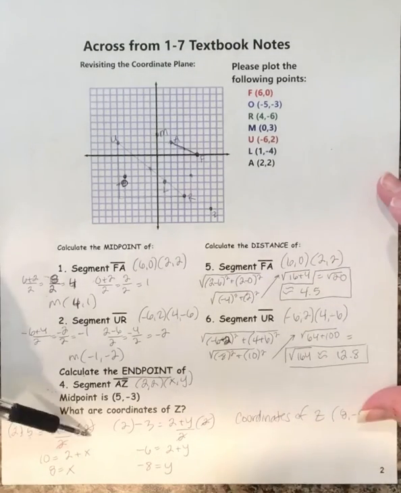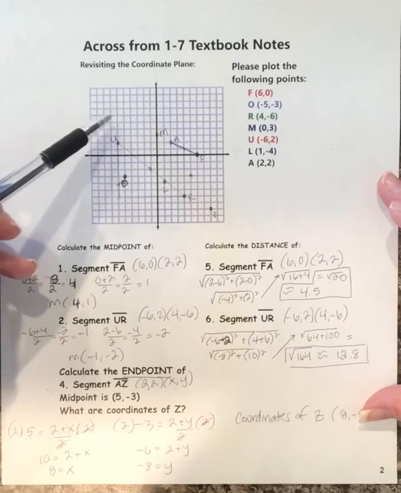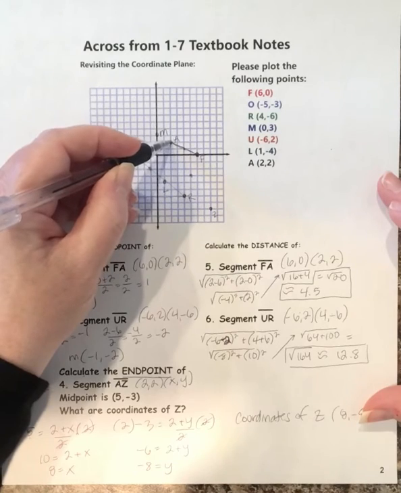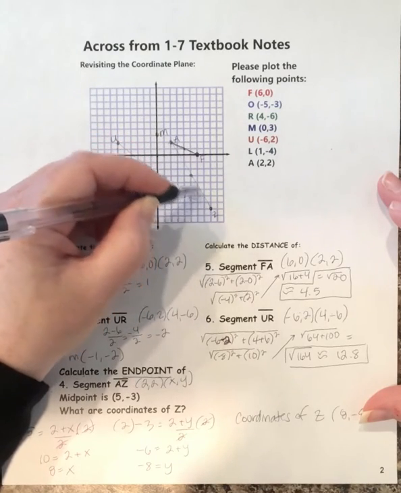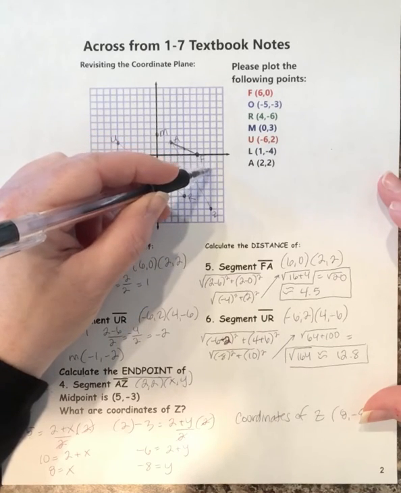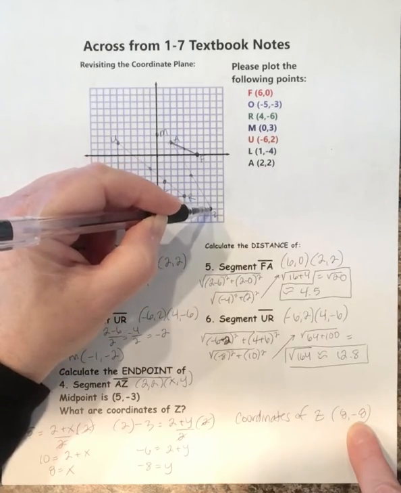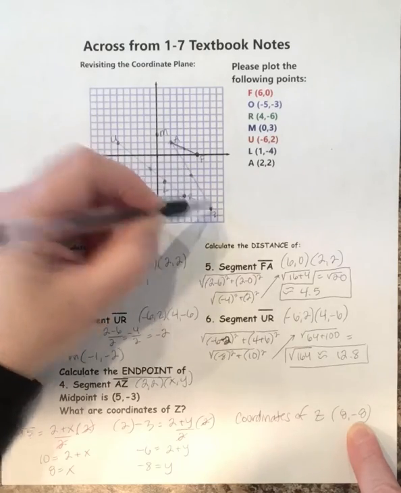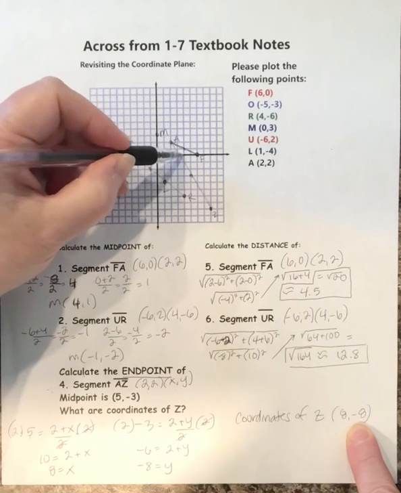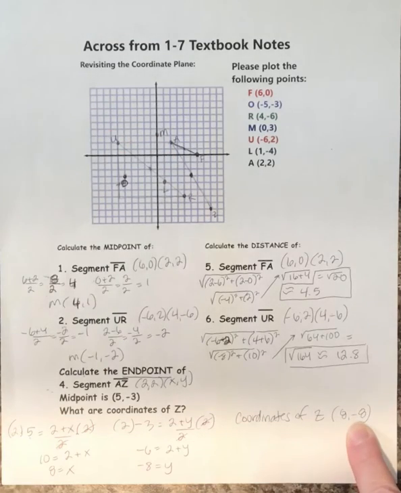So when I look at this, if I drew in AZ based on what I found Z to be, which is 1, 2, 3, 4, 5, 6, 7, 8, 1, 2, 3, 4, 5, 6, 7, 8, that's 8, negative 8. Here's my segment AZ. It told me that the midpoint was 5, negative 3. 1, 2, 3, 4, 5, 1, 2, 3. And that actually did work out right there.